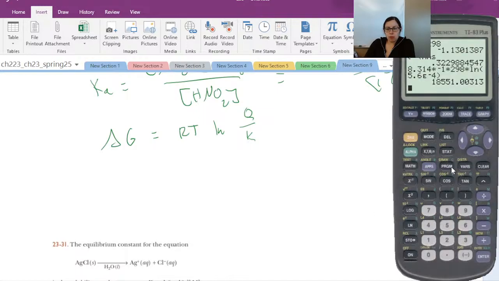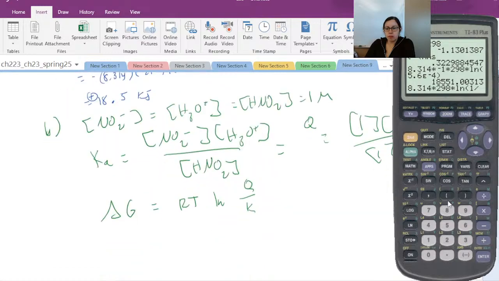So then what do we get for this expression? So 8.314 times 298 times my natural log of 1 over now my K. So, right, still positive, which makes sense. So this is kind of our 1 molar standard conditions, right? So, okay, not spontaneous.